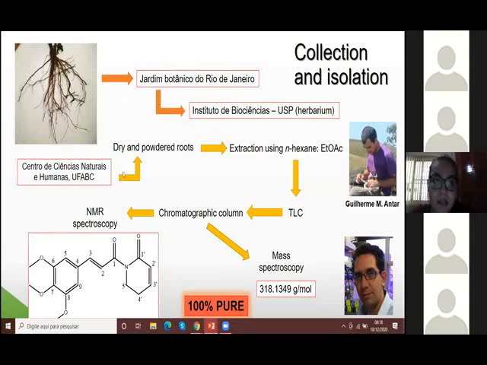About the isolation, these roots were dried and powdered, and the extraction was made, and the profile was identified by TLC plate, then went to the chromatographic column, and then spectroscopy studies to identify the purification of the sample, and we obtained a 100% pure sample.